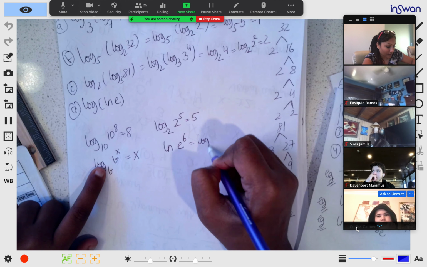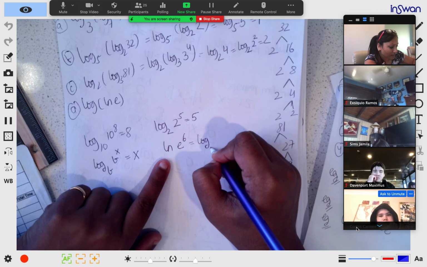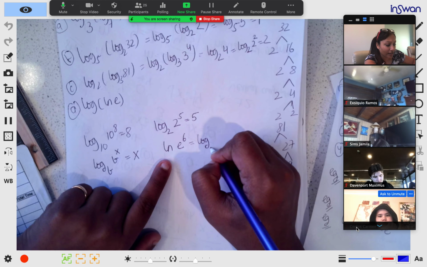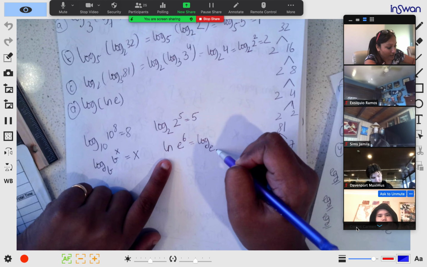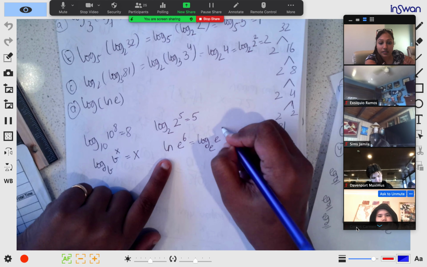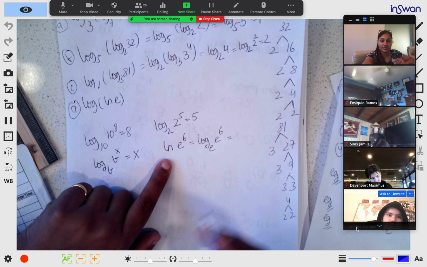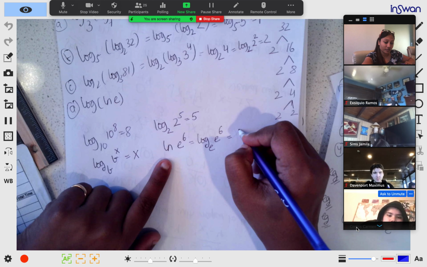Do the ln and e cancel out or no? What is ln basically? Log with base? I don't remember that equation, the ln e. Ln means log with base e. So it becomes log base e of e to the power of 6. So your answer would be 6. Exactly. Are you getting it now? Yes, that makes sense.